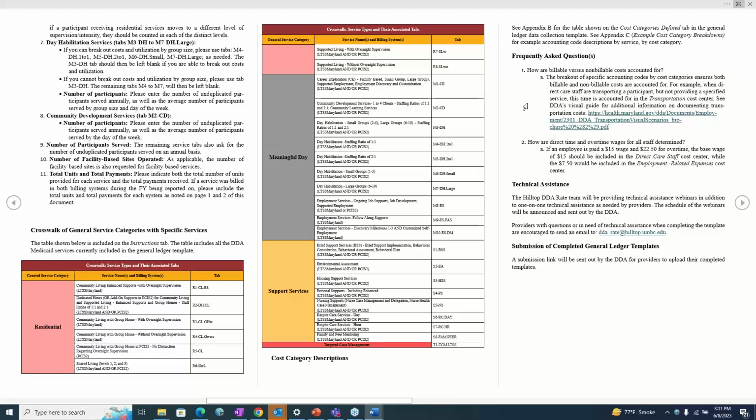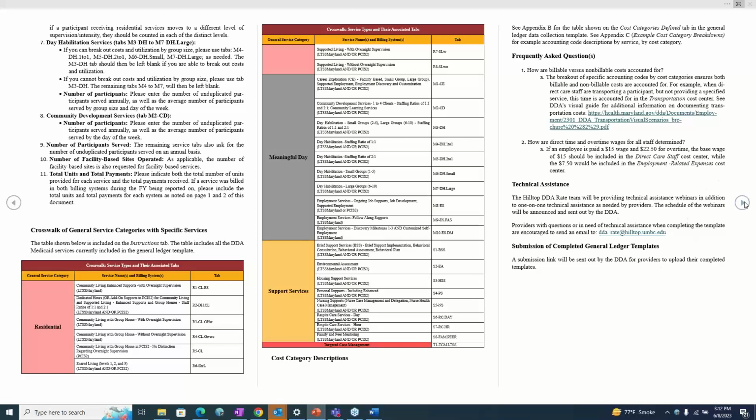And finally, towards the end of the instructions, there is a frequently asked questions section that is listed, and there's also technical assistance. This is our email address to reach out to the DDA rate team, or the Hilltop rate team. I will make sure to tell you this: DDA_rate at hilltop.umbc.edu, there is an underscore in that.